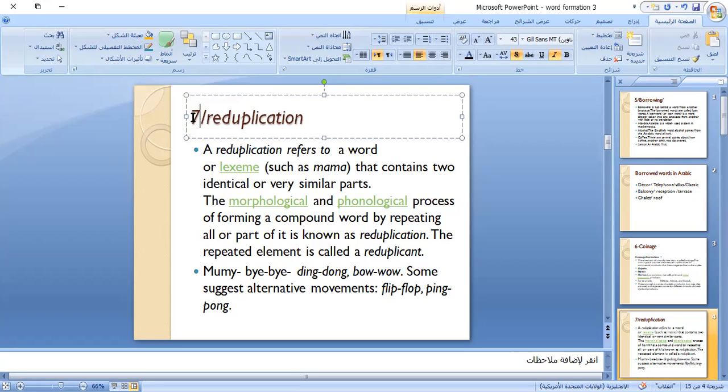Goodbye, good and bye, they are identical. Ding dong, bow wow, and so on. Flip flop, ping pong, all of this we call reduplication. We repeat the same part, either identical or similar, to produce a new word that refers to something in our life. Okay.